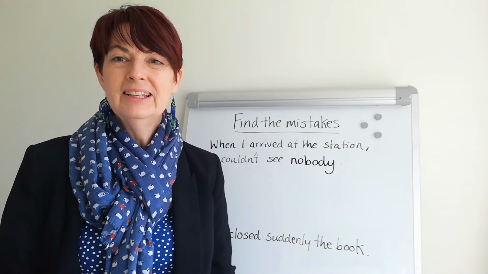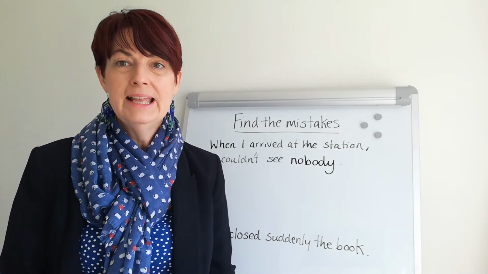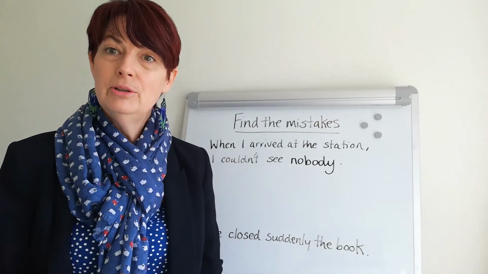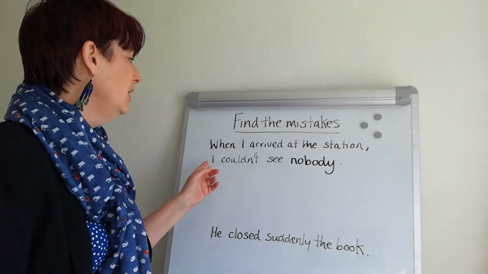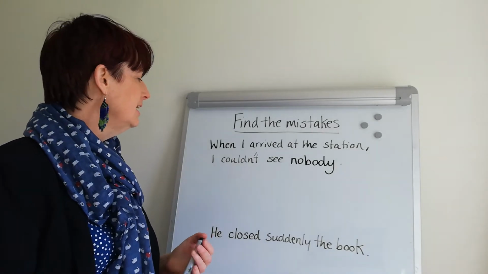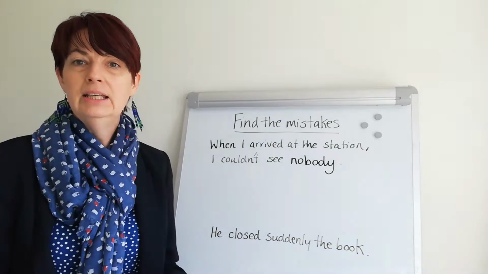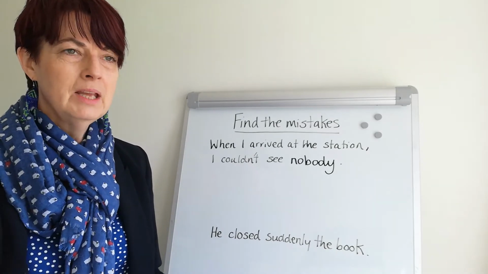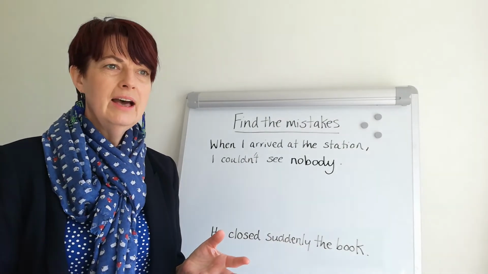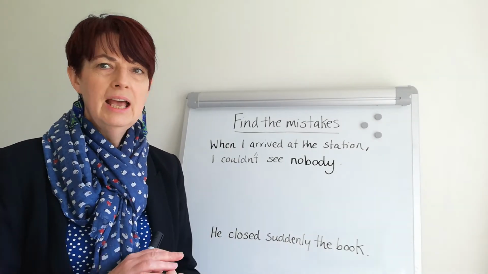So we want to continue our series of mistakes that are common to English language learners. Let's look at our first sentence. When I arrived at the station, I couldn't see nobody. What do you think is wrong with this sentence? The situation is that you arrive at the station and it's empty.